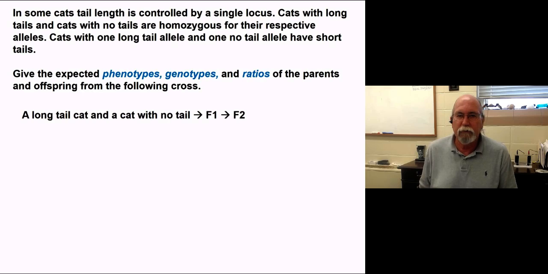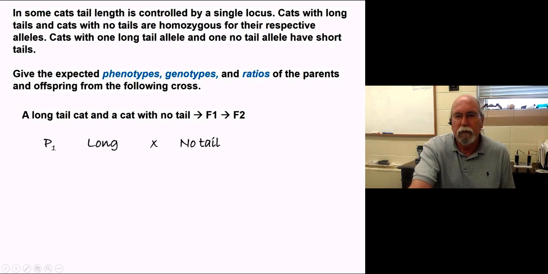So what are we asking you to do? We're asking you to take a long-tailed cat and a cat with no tail, take it to the F1 and make F2. Classic parental type of monohybrid cross, right? So just write everything down that you see. We need a long tail, we need a no tail cat, right? We know, from our last thoughts up here, to produce a long, it's got to be homozygous long. To have no tail, it's got to be homozygous for the no allele, okay?